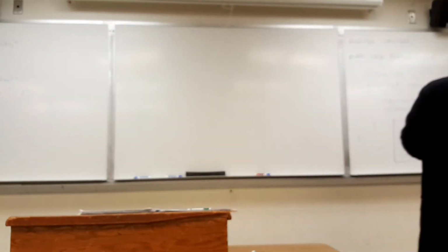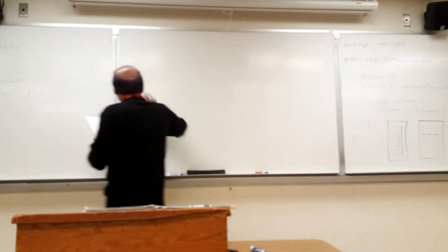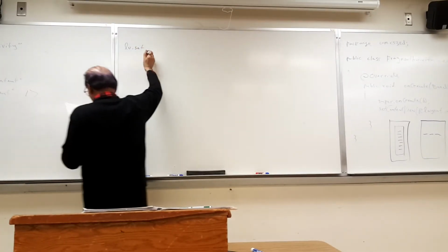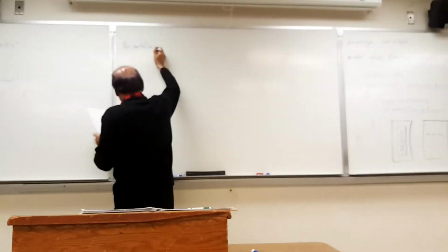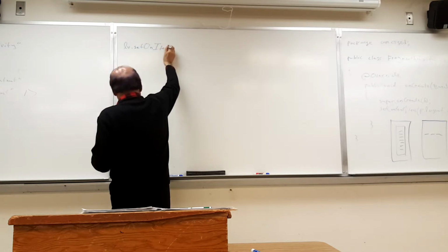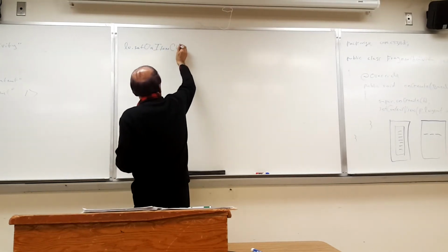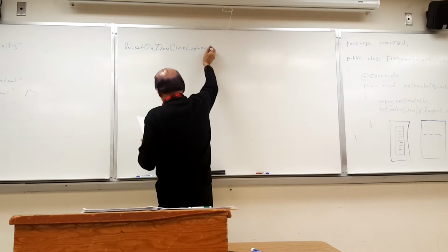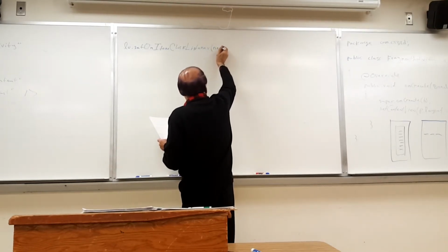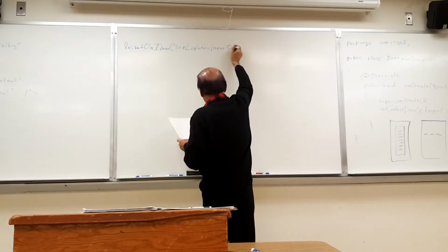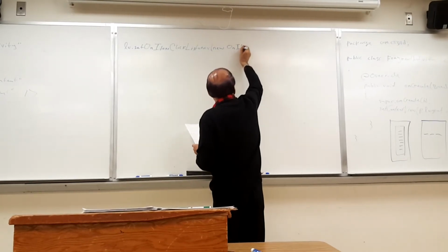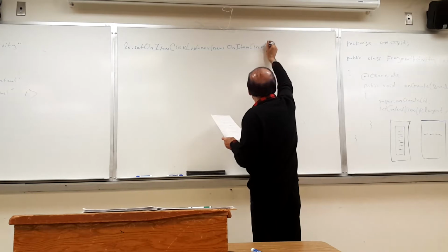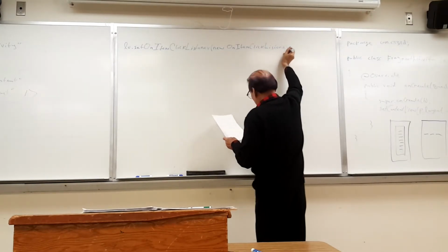So, let's get into it. LV dot set on item click listener, new on item click listener.